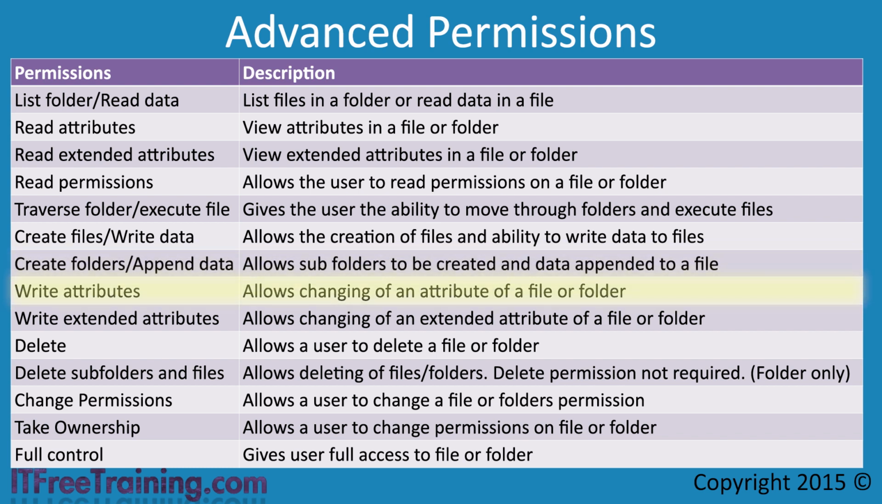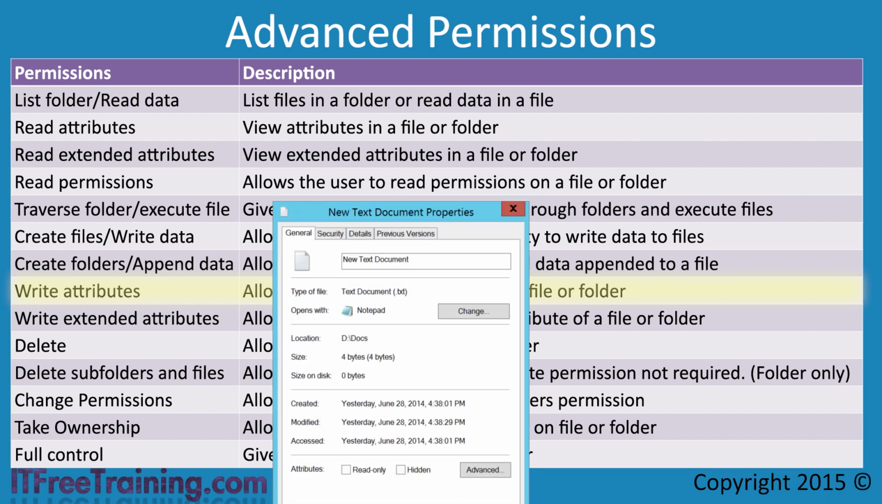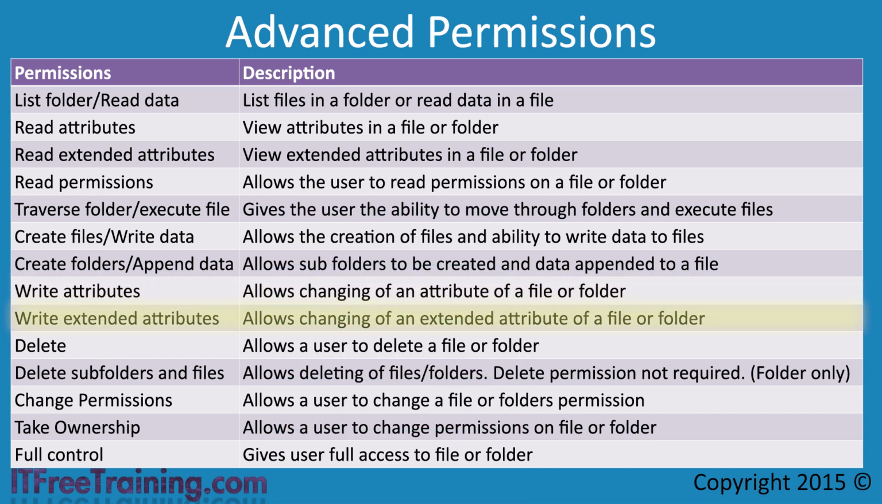The next permission is Write Attributes. This essentially allows the user to make changes to the attributes found on the General tab. For example, changing the file to hidden. The next permission is Write Extended Attributes. This allows applications to create their own custom attributes and write them to a file or folder. This is mostly used in third-party operating systems and not used in Windows very often.